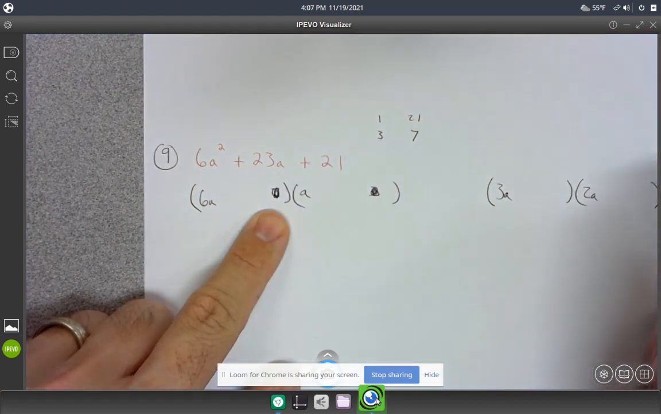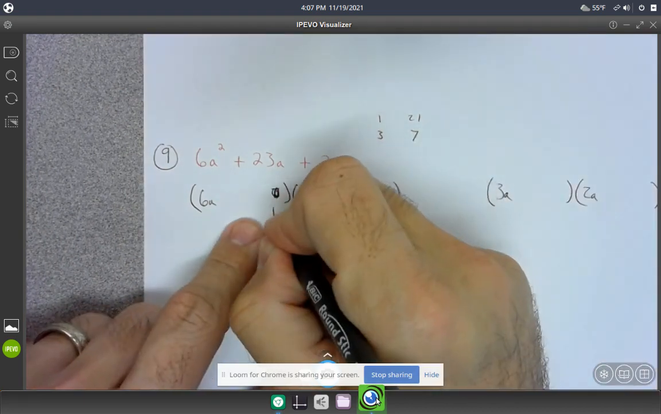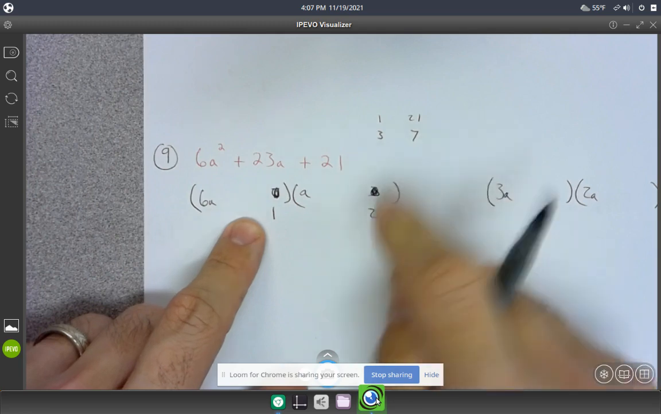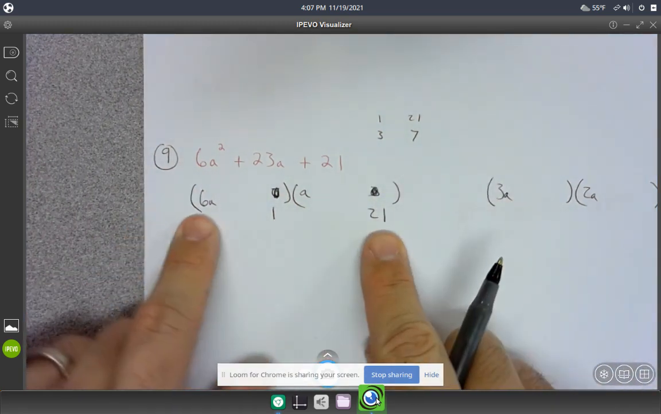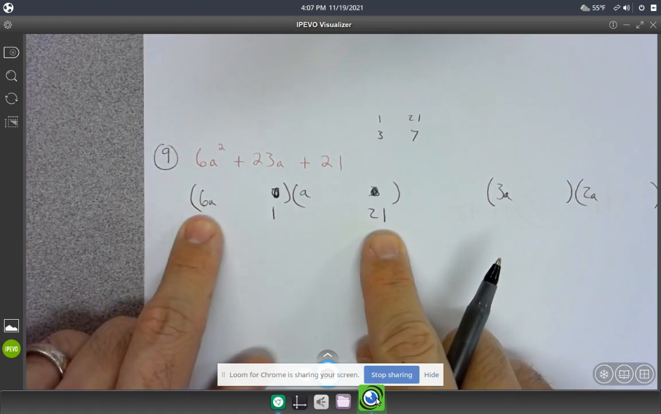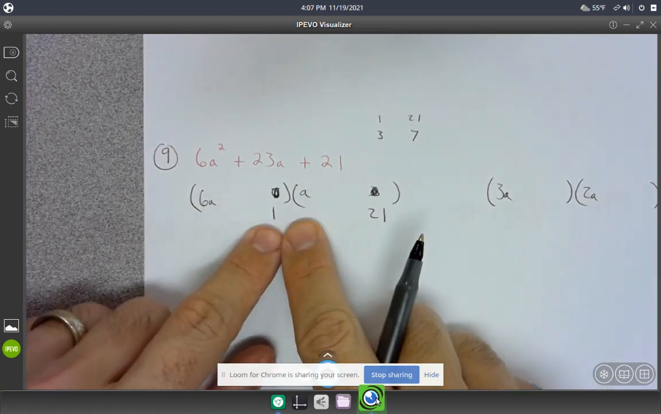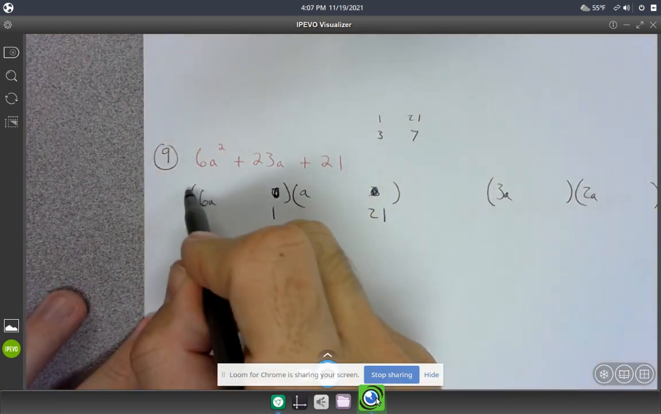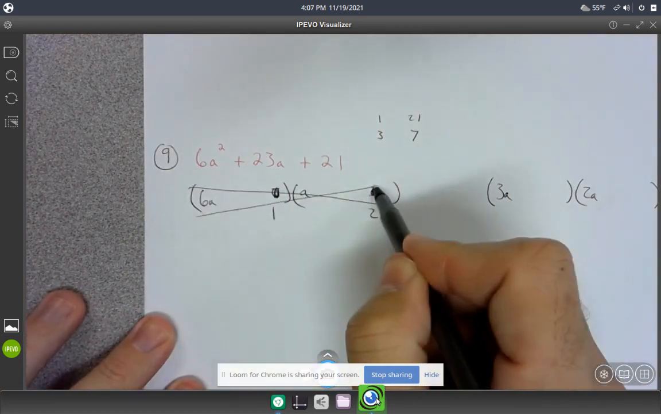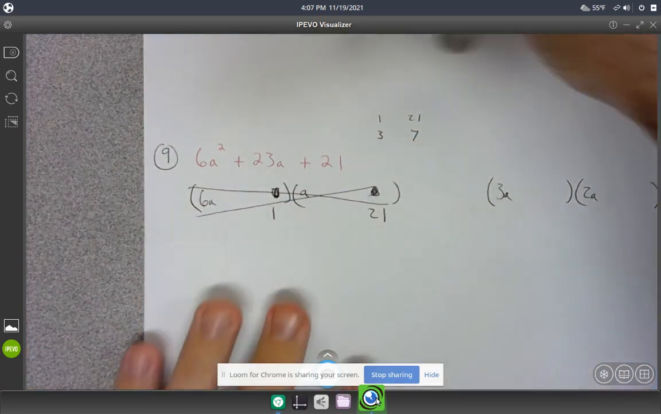So maybe it's a 1 and a 21. 21 cannot go with the 6. This is going to be way too big. 121 and a 1, there's no way that you'll get a 23 out of that. So all that tells me is that this option is off the table.